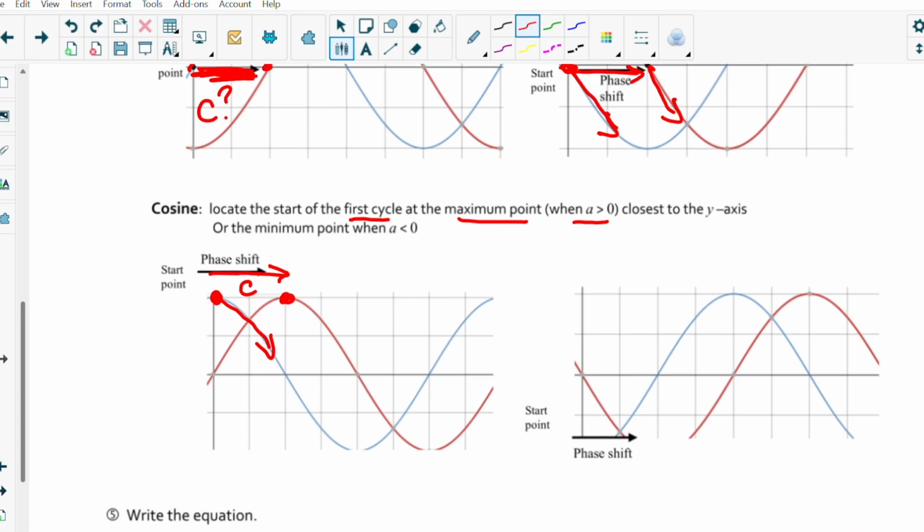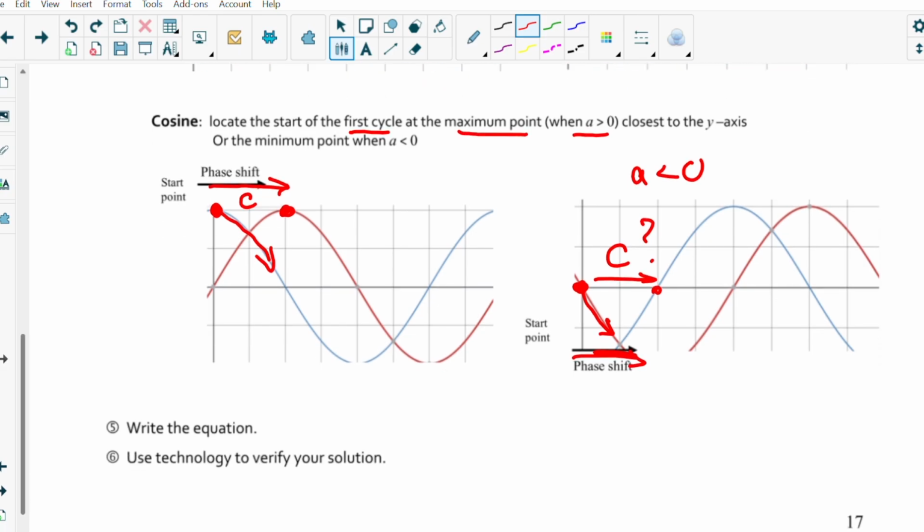What is that phase shift? What if A is less than 0? Well, cosine is going to start going down like this. Then you're going to look for that phase shift to see where that corresponding graph is going to end up. So what is that C value, that phase shift?